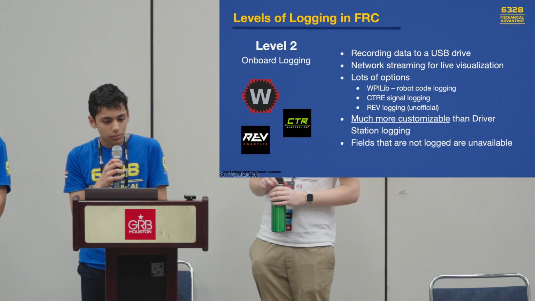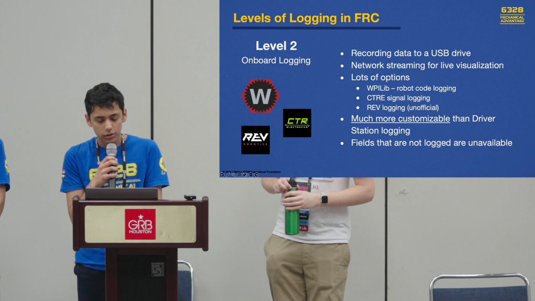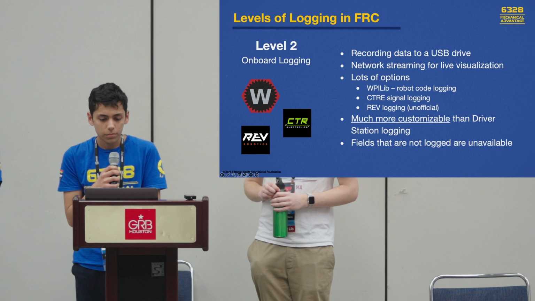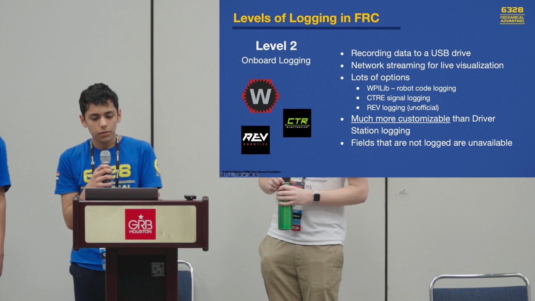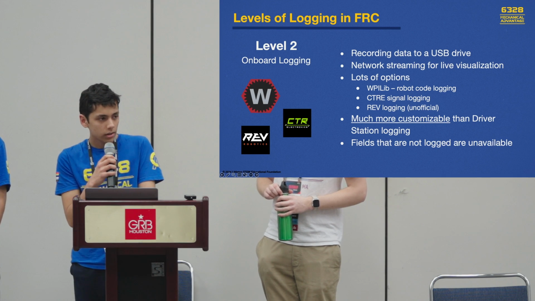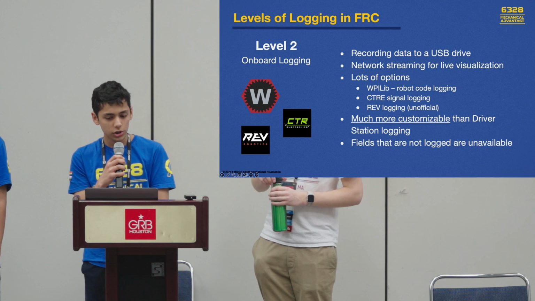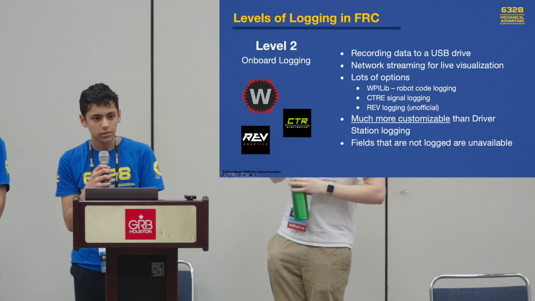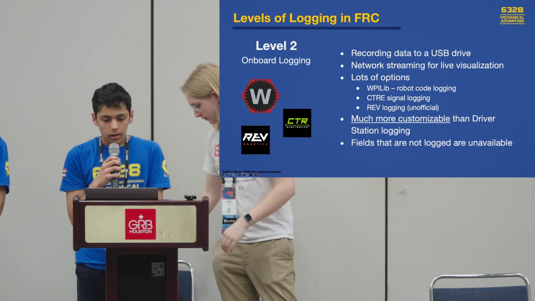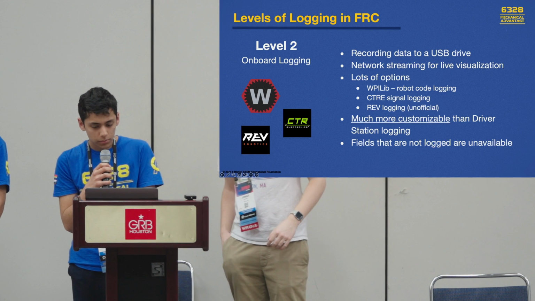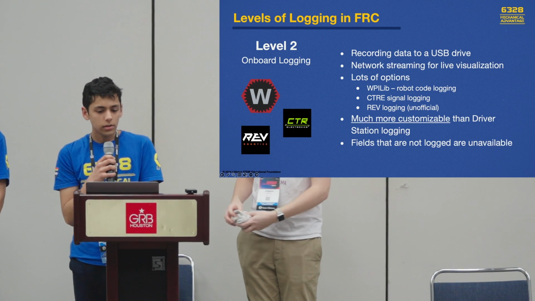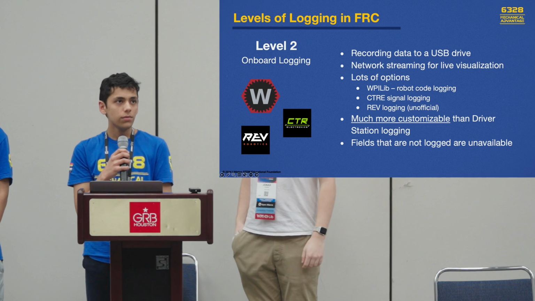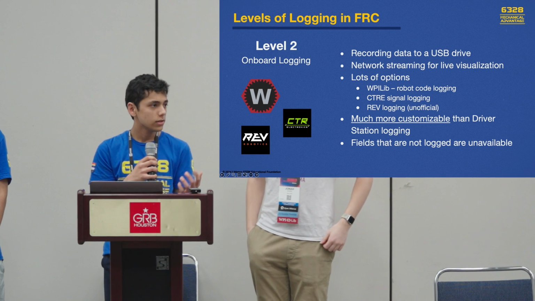So our second level would be onboard logging, and this is recording data to a USB drive on the actual robot. You may even use network streaming for live visualization to get live info from the robot. And there are a few options for this. You may use WPILib for robot code logging, so you might log the stuff that's actually going through your logic. You may use CTRE signal logging, or you may use Hoot logging, which is unofficial, but it's still usable. We use this for AdvantageScope. And level 2 logging in general is much more customizable than our level 1 driver station logging because you can customize the fields that you want to log. However, if you forget to log a single field, that's unretrievable.